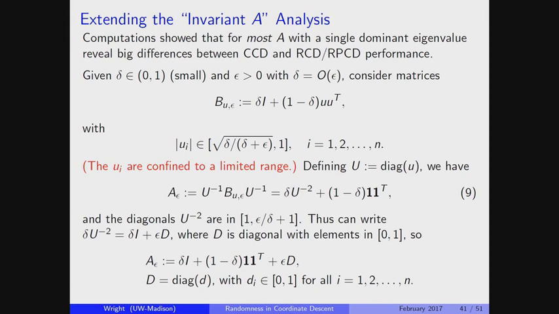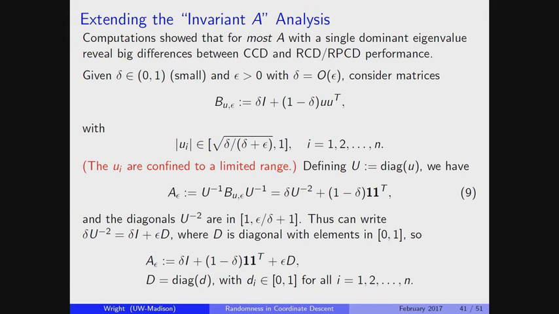So I'm going to relax it and I'm going to say, give me a delta and give me an epsilon, both small but similar in size. And now instead of having all ones here, I'm going to say the elements of u in absolute value have to fall in this range. Okay, so it relaxes a little bit what we had for that very special matrix.